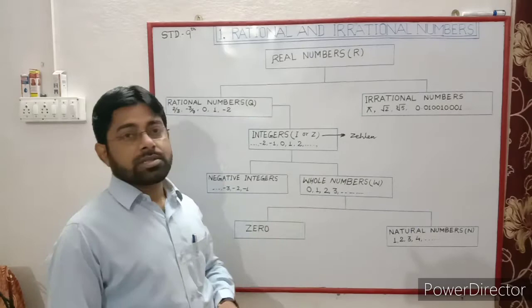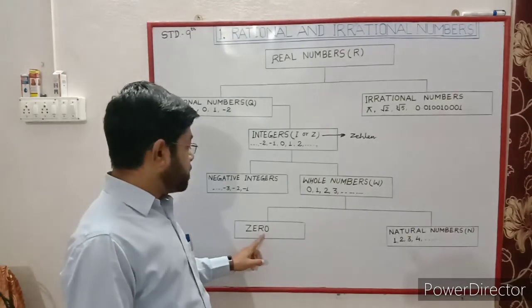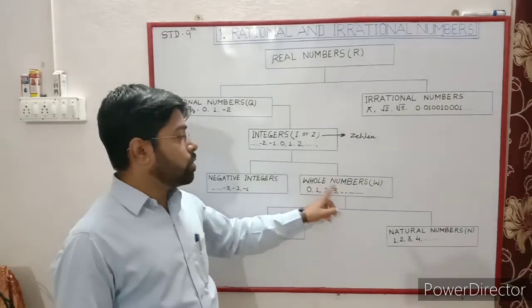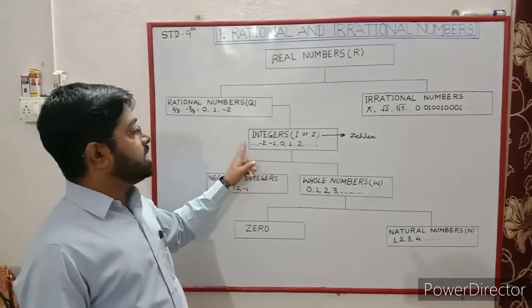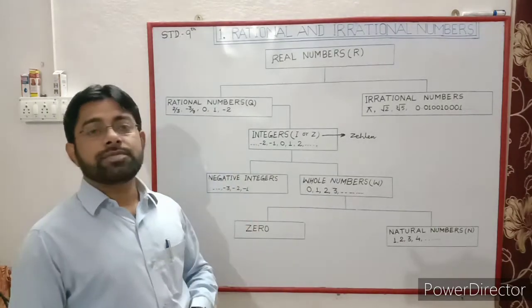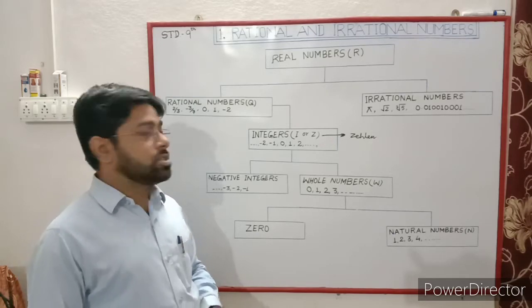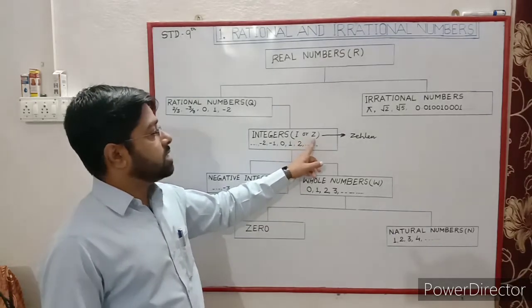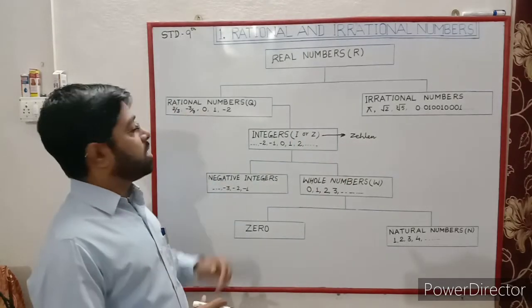Now, whole numbers. All natural numbers together with 0 are known as whole numbers. It is denoted by W. Next, integers. Whole numbers and negatives of natural numbers are known as integers. It is denoted by I or Z. Z stands for Zahlen.